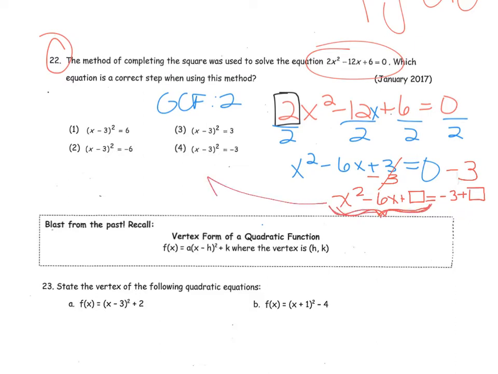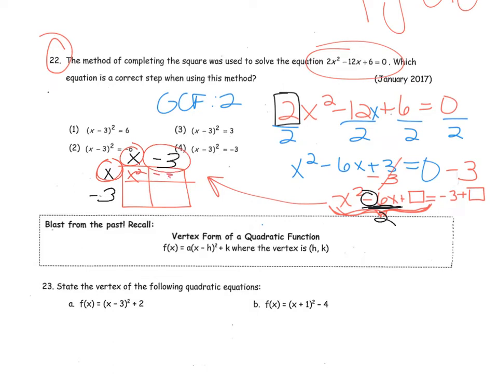So, to complete the square, you got to draw yourself a square, guys. So here we go. We have the b term. Half of 6 is 3, so I'll have x minus 3, because this is actually negative 6. So half of negative 6 is negative 3. So I have x minus 3 and x minus 3. X times x, that's x squared. X times negative 3, that's negative 3x. Negative 3 times x is negative 3x. And negative 3 times negative 3 is positive 9.